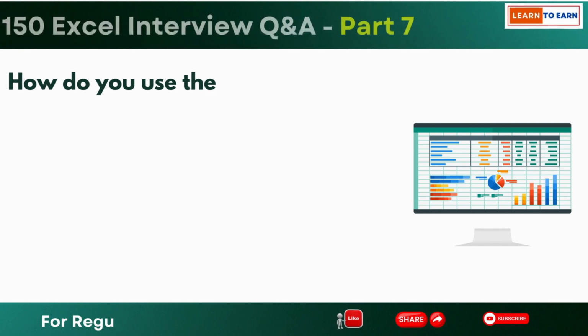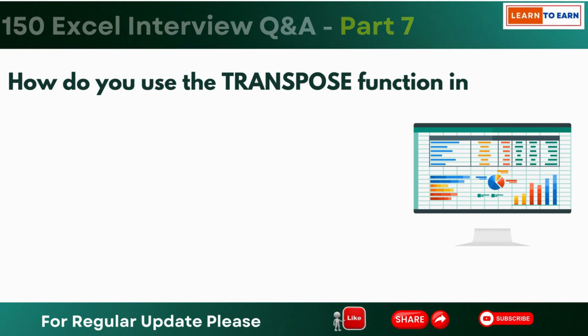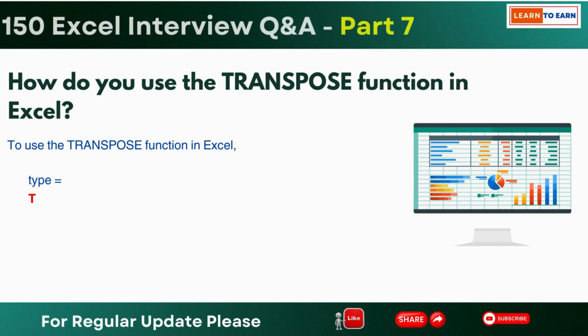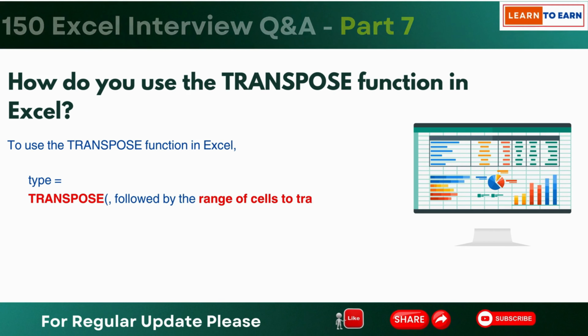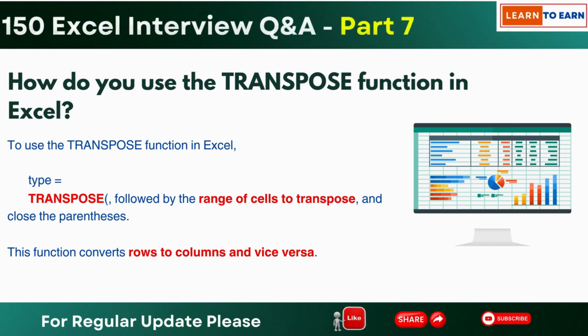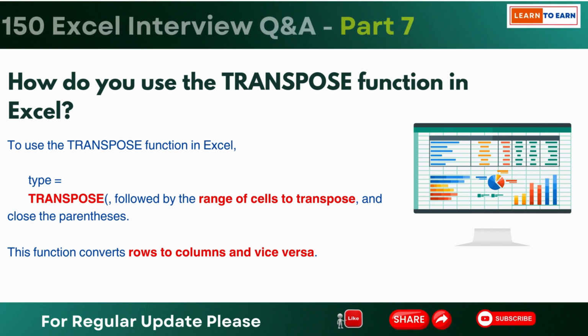How do you use the transpose function in Excel? To use the transpose function in Excel, type TRANSPOSE, followed by the range of cells to transpose, and close the parentheses. This function converts rows to columns and vice versa.